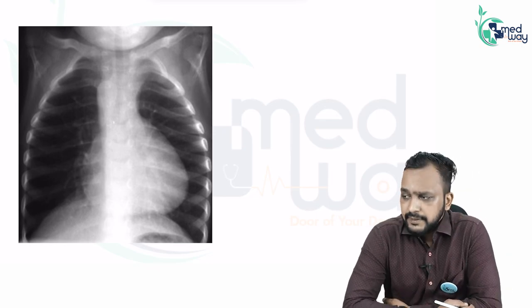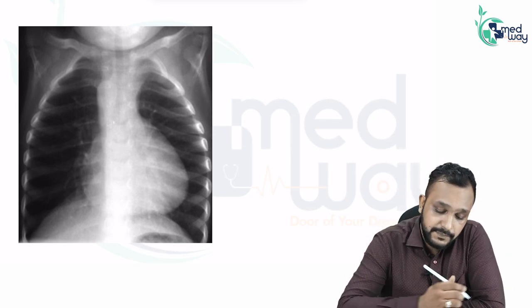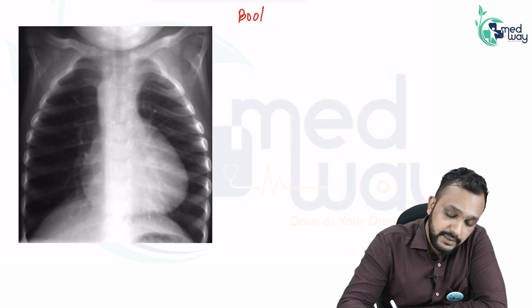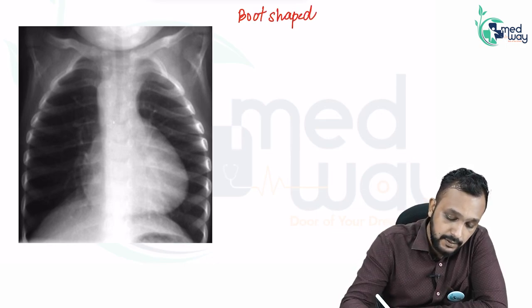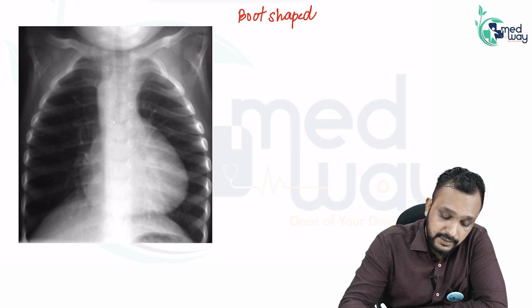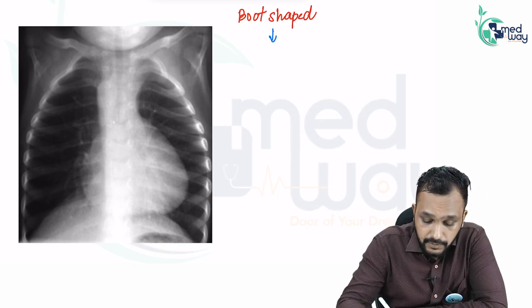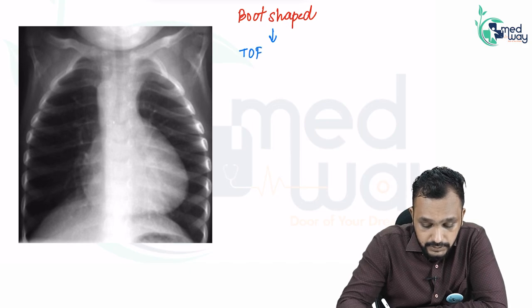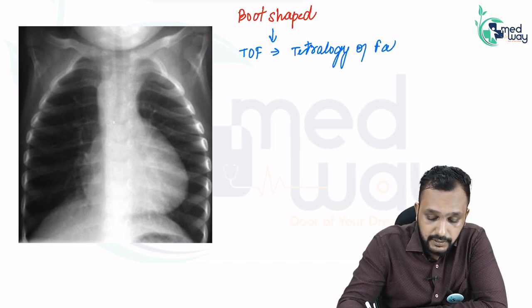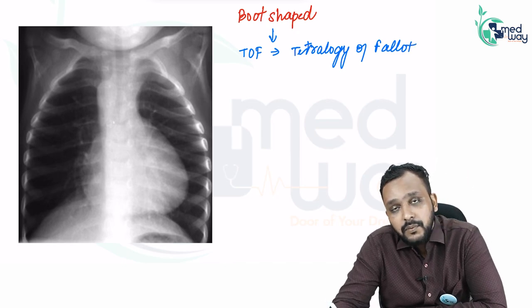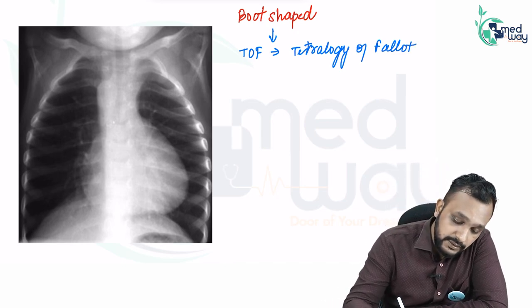Coming to another image, what are we able to see on this image? So this is your characteristic boot shaped heart. Now can you tell me boot shaped heart is seen in? Very simple question. Tetralogy of Fallot, right? So what are the 4 components? This is the first thing that we need to know. What are the 4 components of tetralogy?